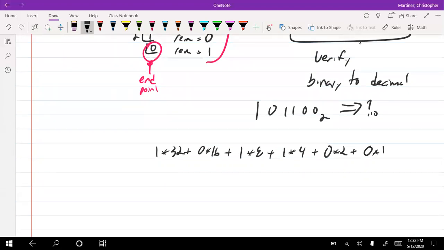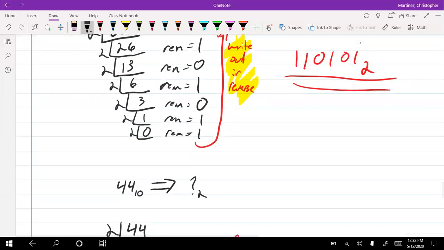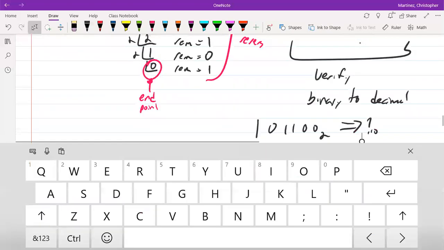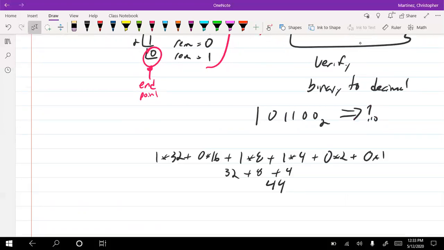So let's add this up. That's 32 plus 8 plus 4. Well, 32 plus 8 is 40, plus 4, 44, and that is what we wanted to get to. Right? So 44, we said it was 1, 0, 1, 1, 0, 0. And then we verified that this is the actual number that we wanted.